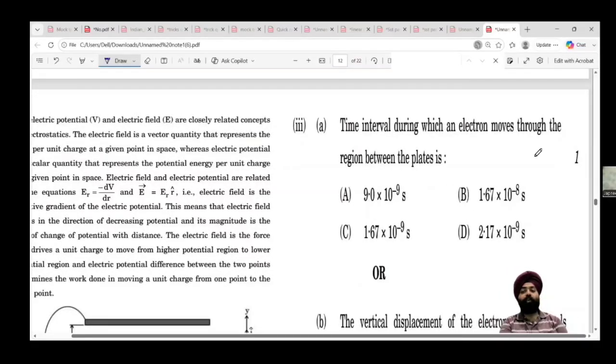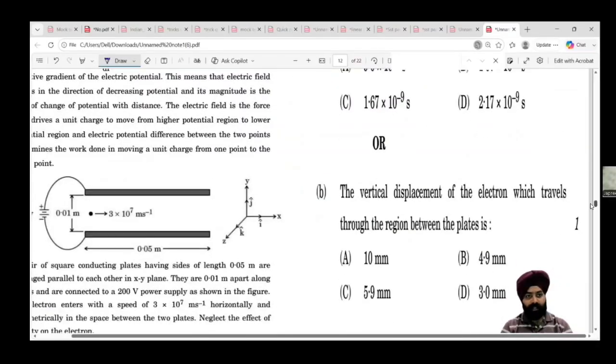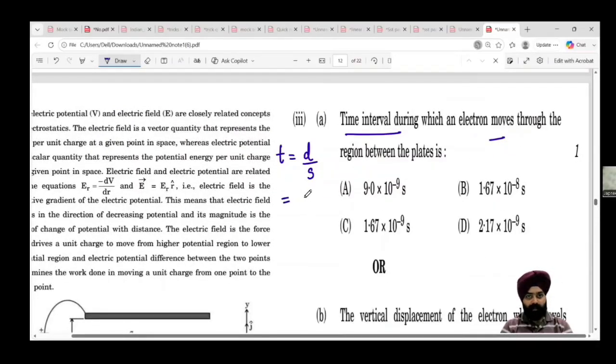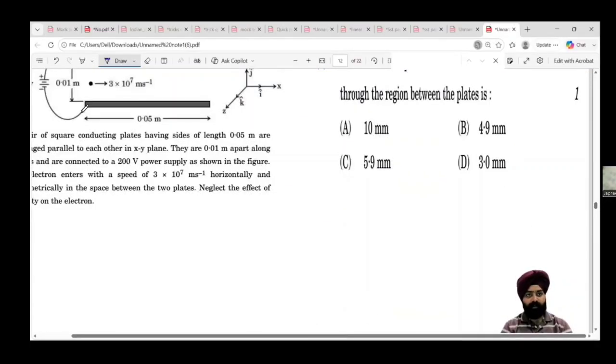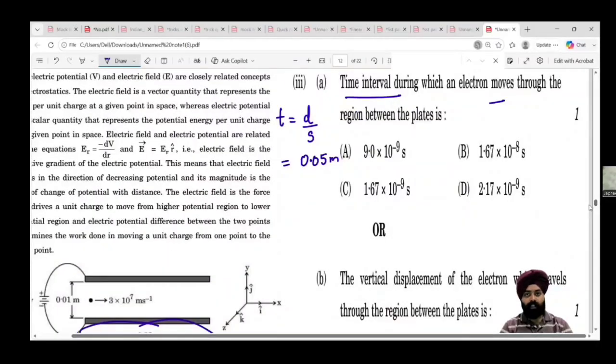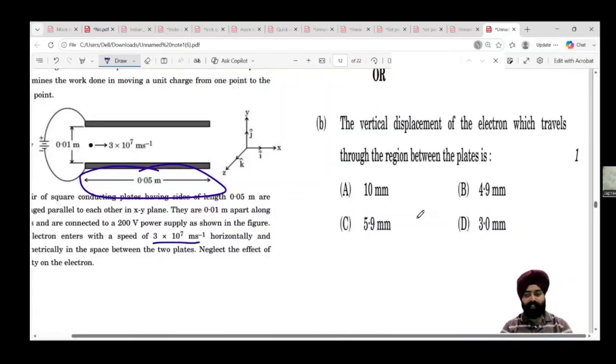Time interval which an electron moves through the region between the plates is. Now you have to calculate the time interval. How can you calculate the time interval? Time equals to distance upon speed, right? And what is the distance moves through the region between the plates? हाँ 0.05 मीटर है ना. given 0.05 मीटर. Speed was also given to you, 3 into 10 raised power 7 meter per second.